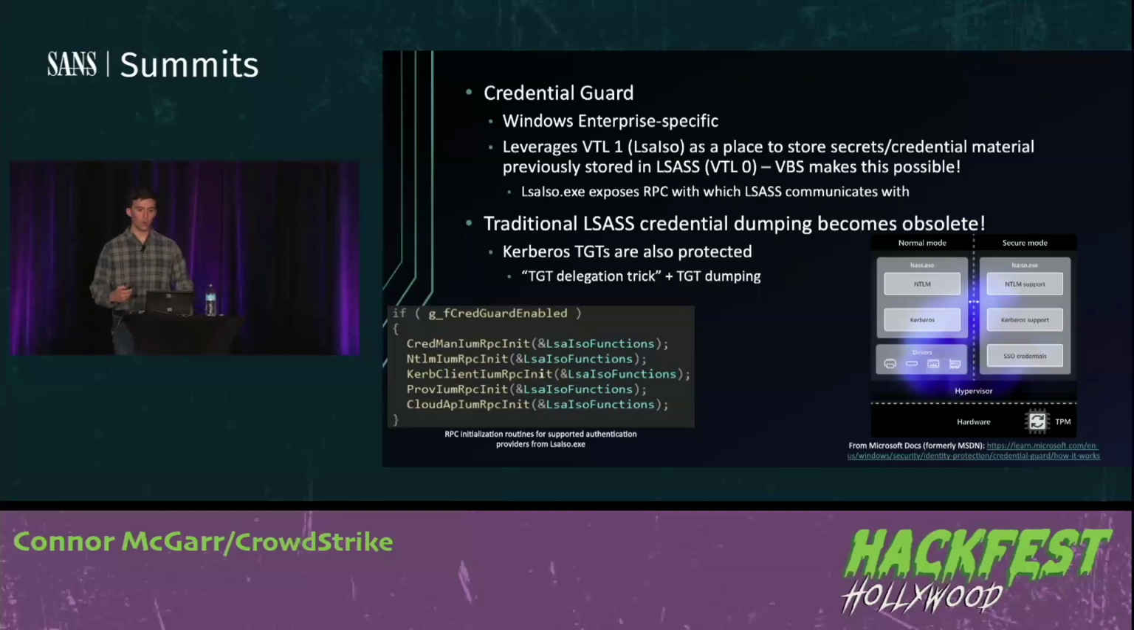And this goes for Kerberos TGTs as well. In my red teaming days, one thing that I like to do is do the TGT delegation trick, which is fairly old. And basically, if you don't have a password, you just ask the domain controller, hey, give me my TGT, and use that to authenticate around the domain. Well, that stores your TGT locally on that machine. Well, that's no longer available for you. And so if you try to use that trick with Credential Guard enabled, it won't work. Same with TGT dumping on other cached TGTs.